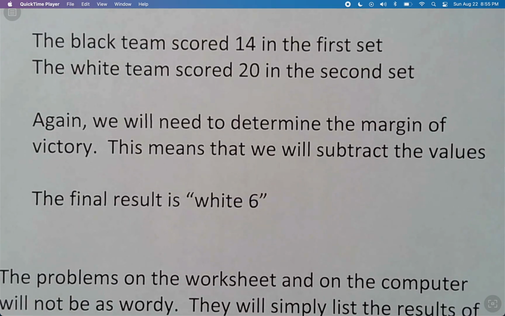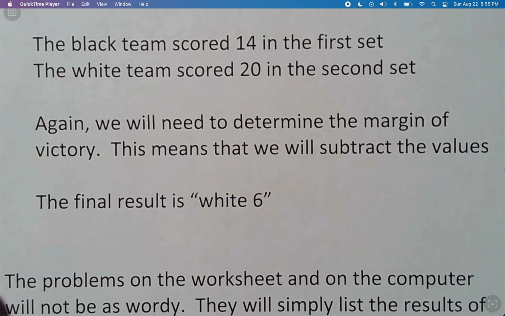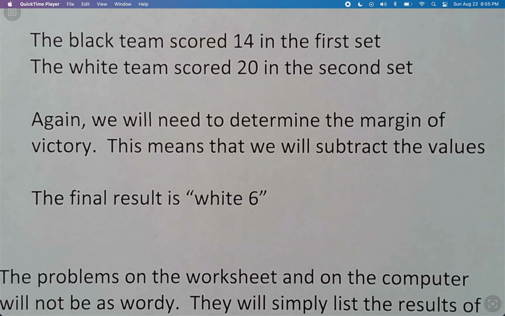Black team scored 14 in the first set. White team scored 20 in the second set. Again, we should be able to determine who won. That part is easy. It looks to me like the white team won. Well, how much did they win by?